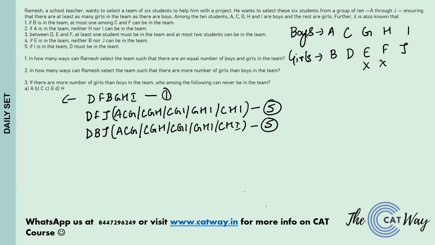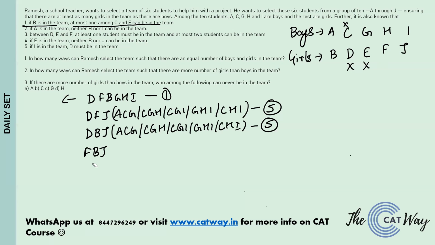Now let's move to the other case in which there is no D in the team and there is an F in the team. So if F is there in the team, we will have the other two girls as B and J. If you talk about this case, C is already out. Why? Because if B is in the team, at most one among C and F can be in the team. If B is there and F has come, that means C can never be there, because already with B, F is there.